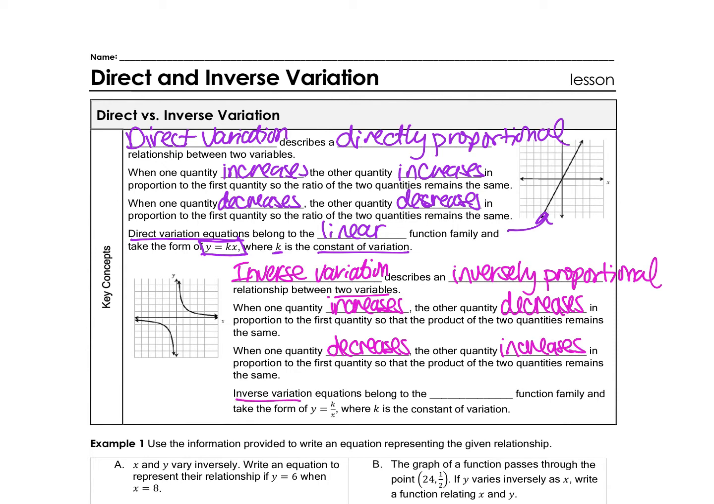An inverse variation equation belongs to the rational function family. Rational looks like this on a graph. Two separate pieces. The reason for that is because the form of it is a rational equation. Y equals k divided by x, where k is your constant of variation. So these two equations right here you're going to need to know. So if it's direct variation, y equals k times x. If it's inverse variation, which means one's increasing, the other one's decreasing, you have inverse variation. So those are the two equations that you're going to need to know.